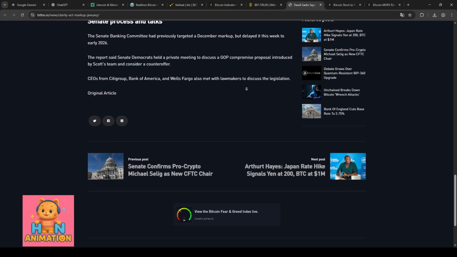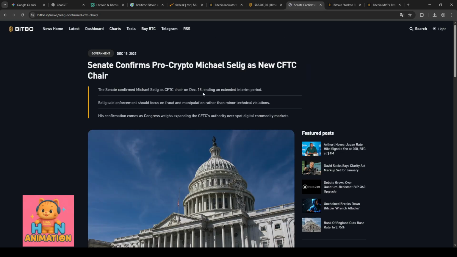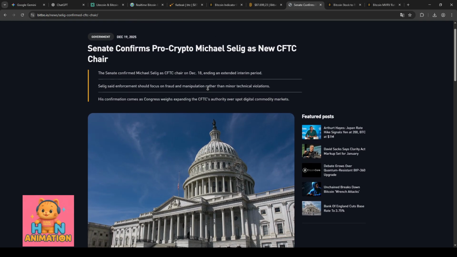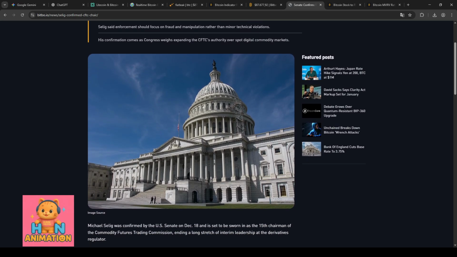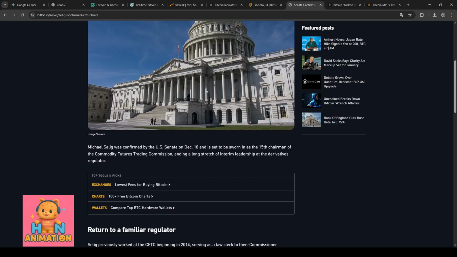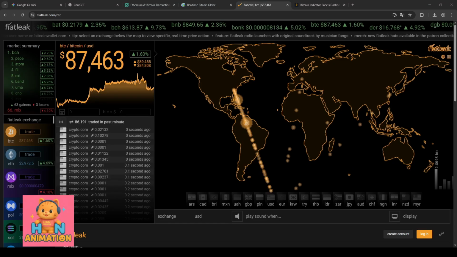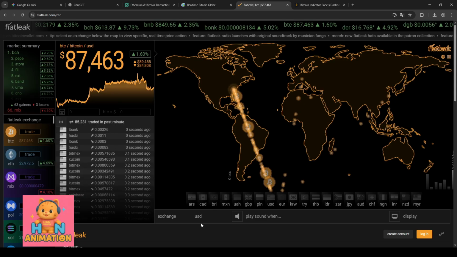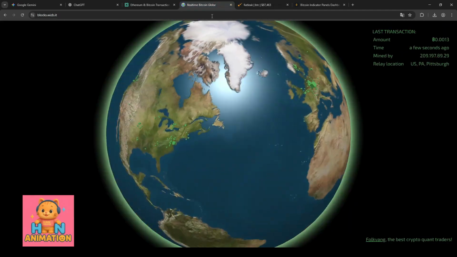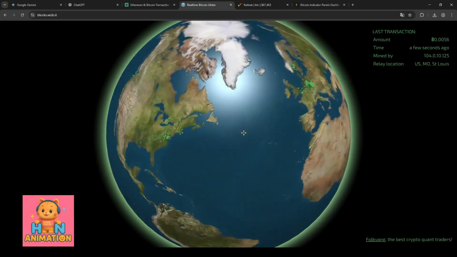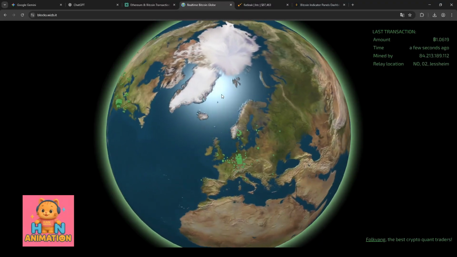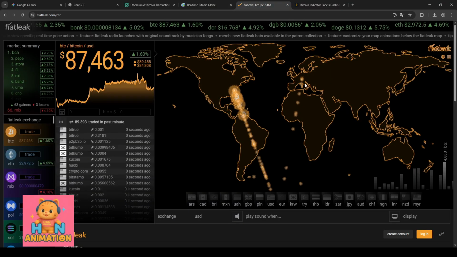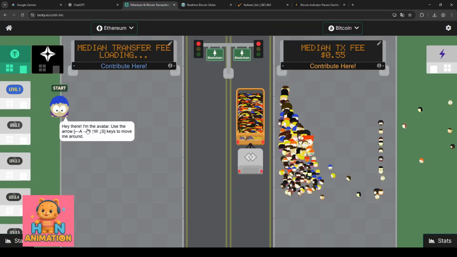Consider scaling into positions in tranches rather than single entries, and take partial profits into strength when funding and sentiment become euphoric. If using leverage, treat it as a tactical tool for short windows, not a strategic default. For long horizon exposure, prioritize spot holdings in self-custody or reputable custody solutions, and treat derivatives as hedging instruments rather than core exposure. Now, USDT analysis.